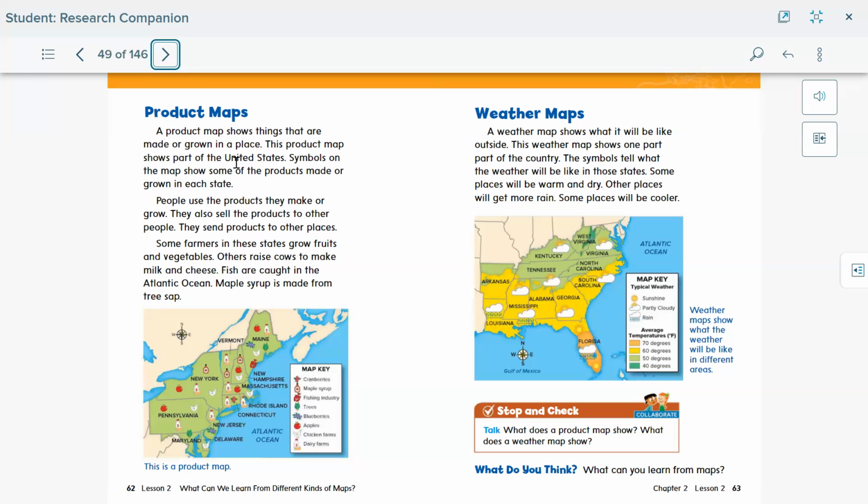All right. So now we learn about product maps. Product maps show things that are made or grown in a place. We learn about the physical map that shows different types of land like mountains, deserts, valleys, and bodies of water like lakes, rivers, oceans. And we learn about the political map that shows the borders between the states and the borders between different countries. So what do we have next? The weather maps. All right. So what do we have in that weather map? A weather map shows what it will be like outside.